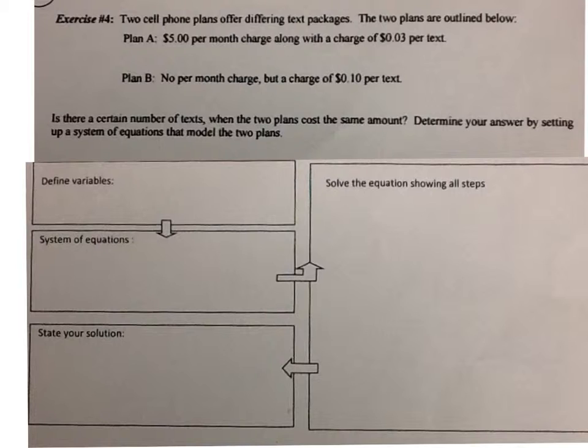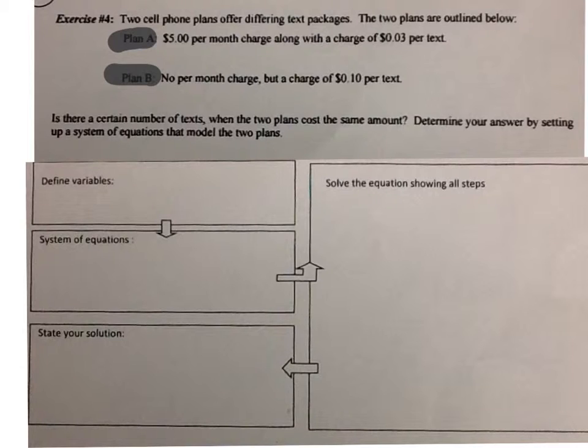Two cell phone plans offer differing text packages. The two plans are outlined below. You have Plan A, which is $5 per month charge, along with a charge of 3 cents per text. And then you have Plan B, which is no per month charge, but a charge of 10 cents per text. Is there a certain number of texts when the two plans cost the same amount? Determine your answer by setting up a system of equations that model the two plans.